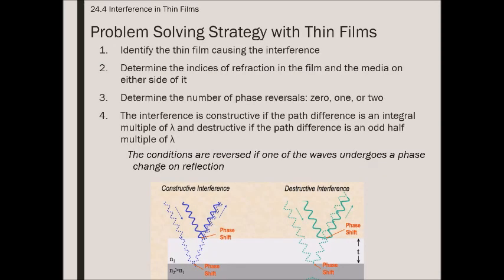So the problem-solving strategy is, one, identify the thin film that's causing the interference. Sometimes it might be water, soap, or even air. Two, determine the indices of refraction of the film and the media on either side of it, and determine the number of phase reversals. For this glass it's going to be 1, 0, or 2. Three, decide if the interference is constructive or destructive, or what we're solving for.